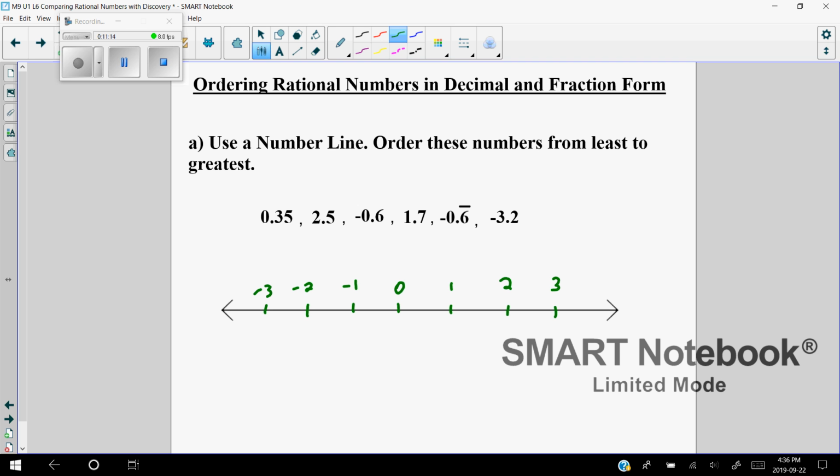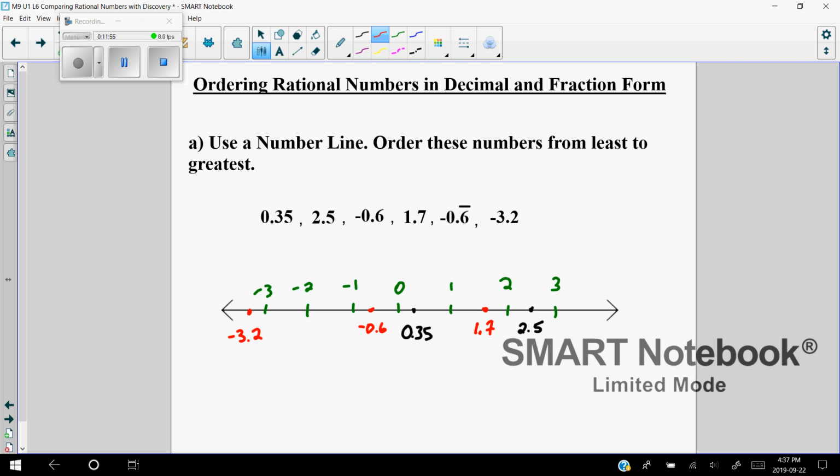Okay, now I'm going to start putting numbers on. So 0.35 is going to be about here. 2.5, halfway between 2 and 3. Next one, negative 0.6. Okay, it's about right here. 1.7, right here. Negative 3.2.